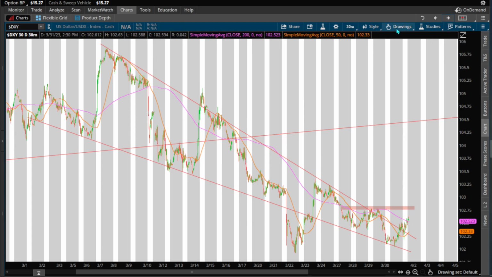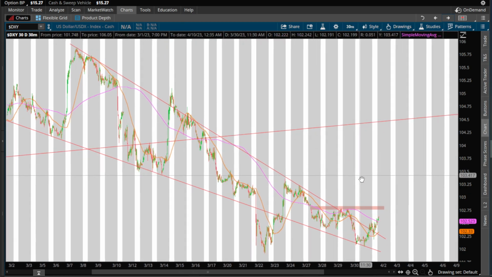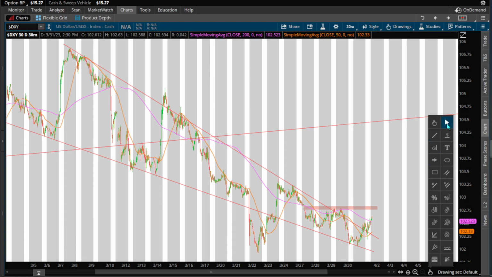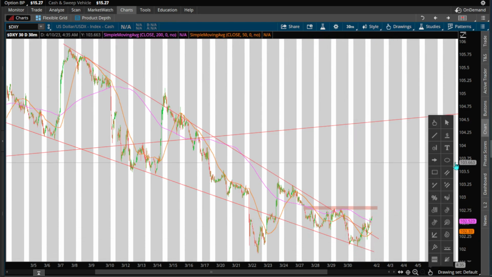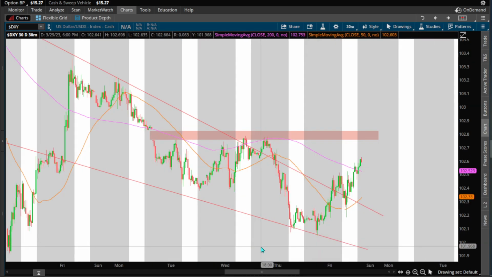Now let's take a look at the dollar. Right now I'm on a shorter time frame, and I do want to note that we have this wedge structure, and this is a falling wedge. We did break out of this falling wedge right here, and I do want to note that we also still have this gap. So this gap is still in play.